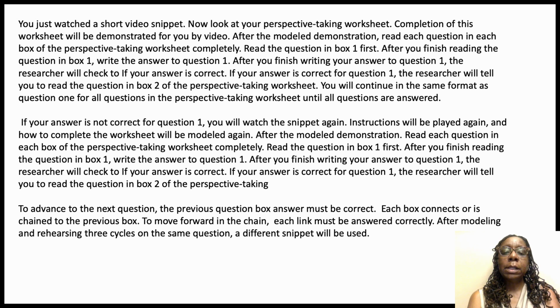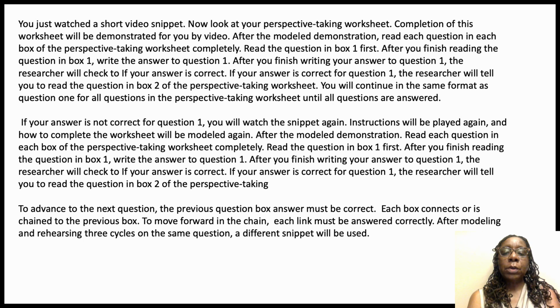You will continue in the same fashion as question 1 for all questions in the perspective taking worksheet until all 10 questions are answered. If your answer is not correct for question 1, however, you will watch the snippet again, the identical snippet as before. Instructions will be played again, and how to complete the worksheet will be modeled again.